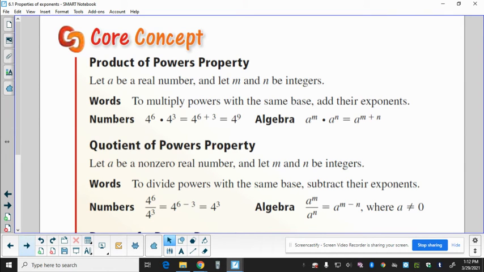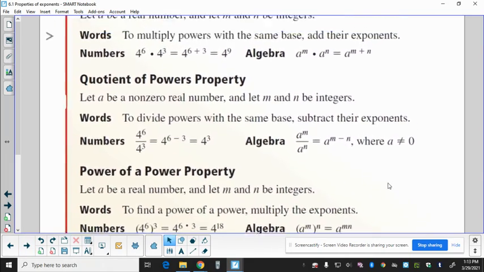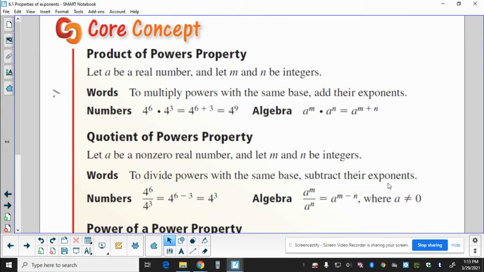Okay, next part. Let's talk about some more properties here, okay? So let's start with the product of powers property. So what does that mean? That means if you're going to multiply powers that have the same base, add their exponents.